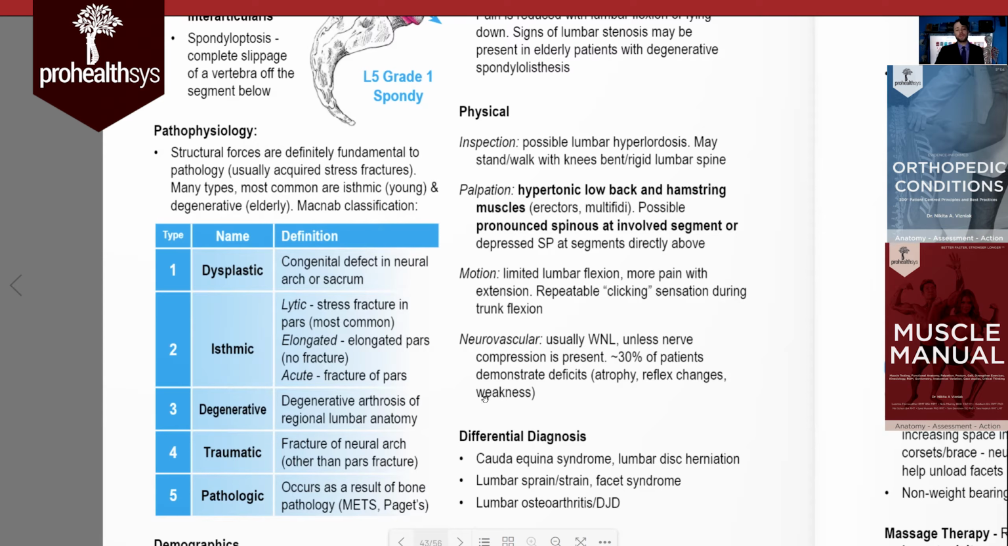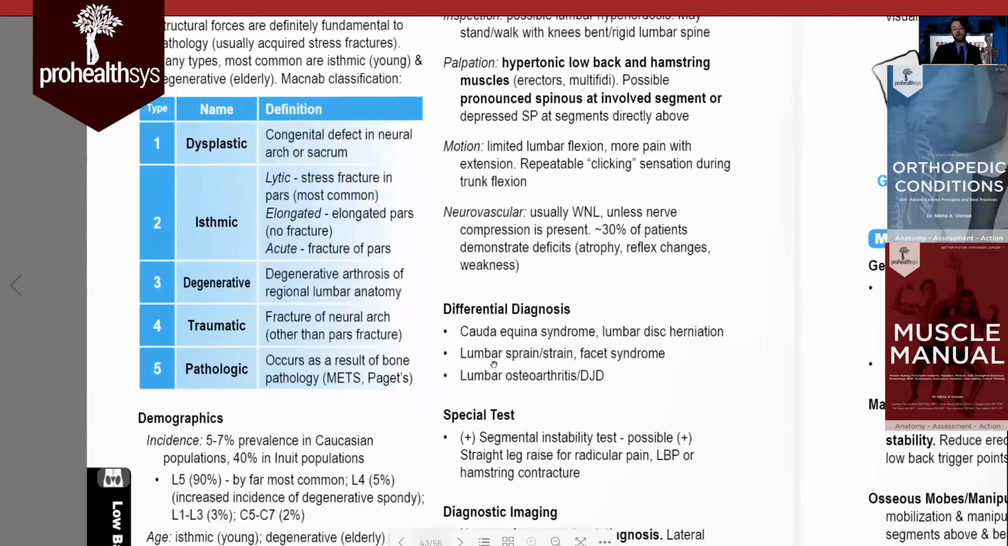Neurovascular is within normal limits unless they have nerve compression, which may be there in approximately 30% of patients, but usually this nerve compression should be bilateral, okay? Usually you don't see a unilateral compression. Cauda equina syndrome has to be a big differential with bilateral lumbar nerve compression. Lumbar disc herniation should usually be unilateral in a dermatomal distribution, right? Sprain strain should not be associated with neurologic symptoms, but just local pain and tenderness with palpation and loading and challenge of the tissue.